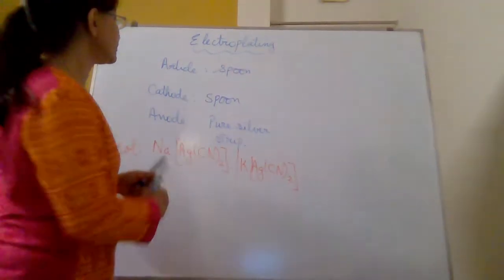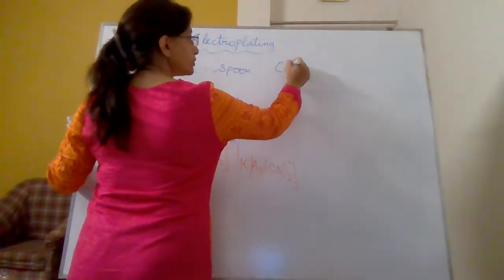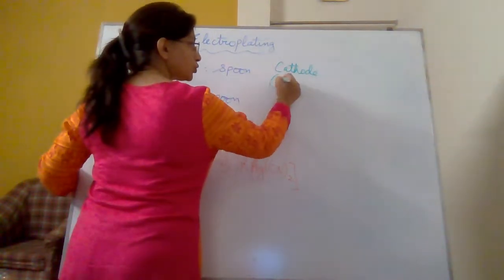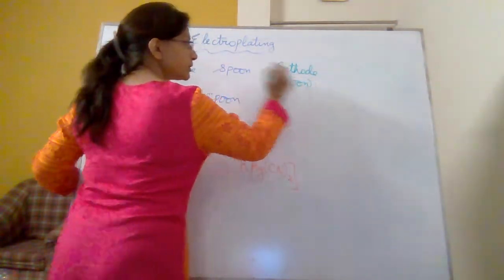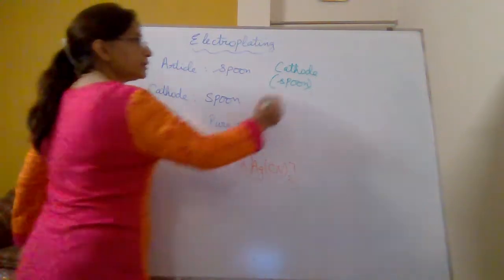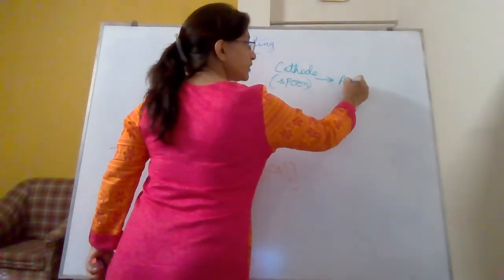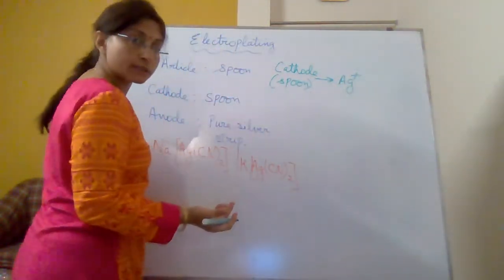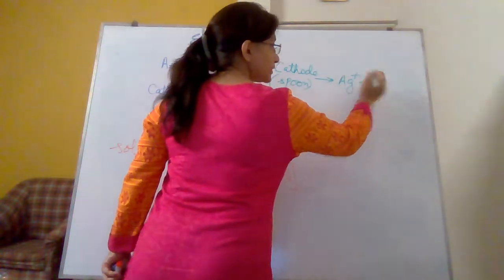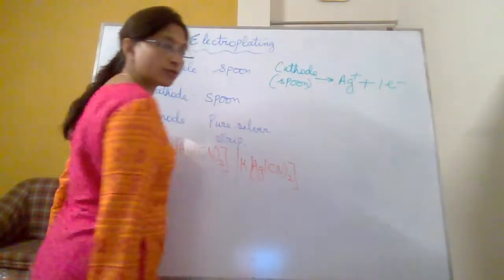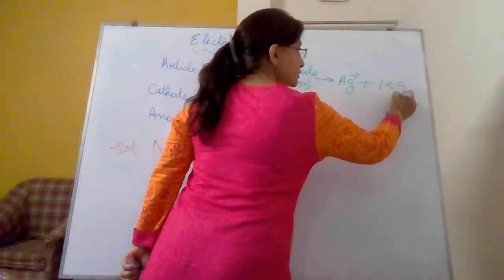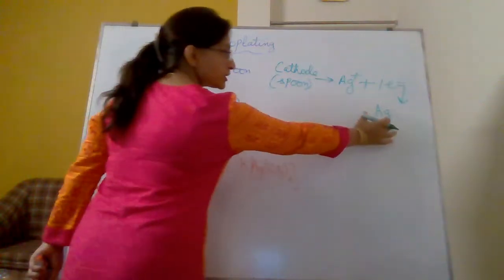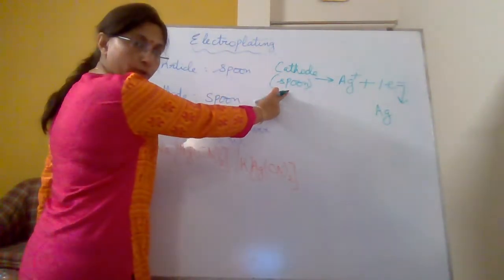Fine. Now let's see what will happen. Let's have a look at the reaction occurring at the cathode. What was our cathode? The cathode is the spoon, right? So the silver cations will migrate and discharge. How will they discharge? By the gain of one electron. Then they will deposit in the neutral state, which is silver. So silver is deposited on the spoon, correct?